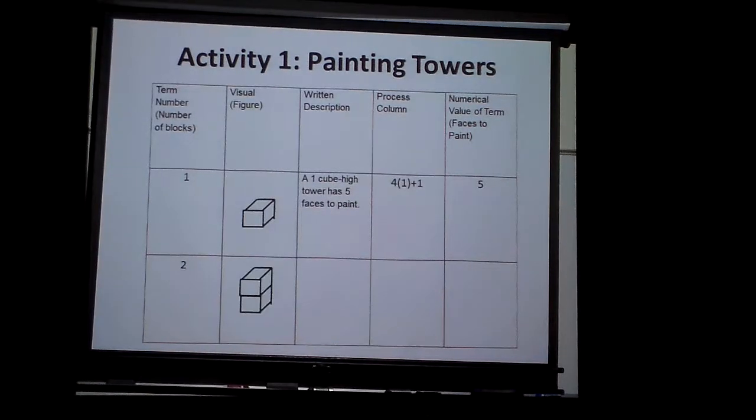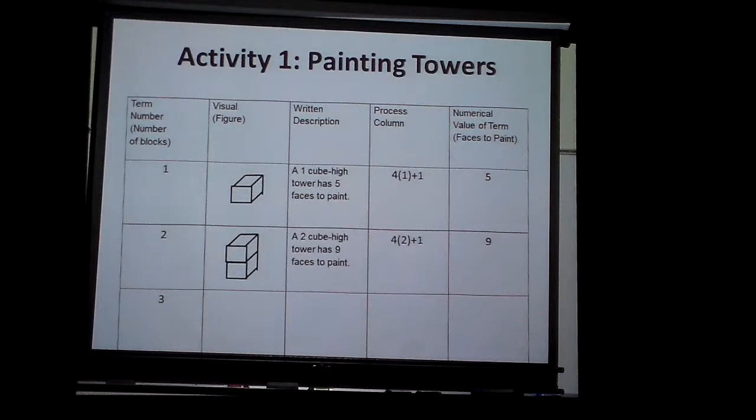What would happen for 2 cubes? Well, I could count them and go 1, 2, 3, 4, 5, 6, 7, 8, 9. I know we have 9 if I count them, but is there a pattern here that I can see? Well, I could write 2 plus 2 plus 2 plus 2 plus 1. Or I can think of this: how many sides are we painting on the bottom one? 4. How many sides on the top block? 4. And we're painting 1 top one. So I have 2 blocks with 4 sides each, plus 1, making what? 9 faces to paint. Do we see a pattern starting to develop?